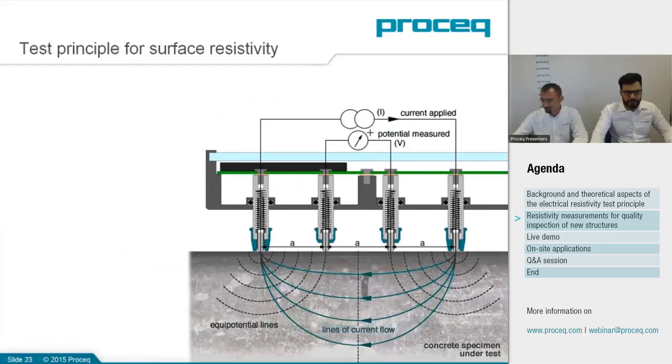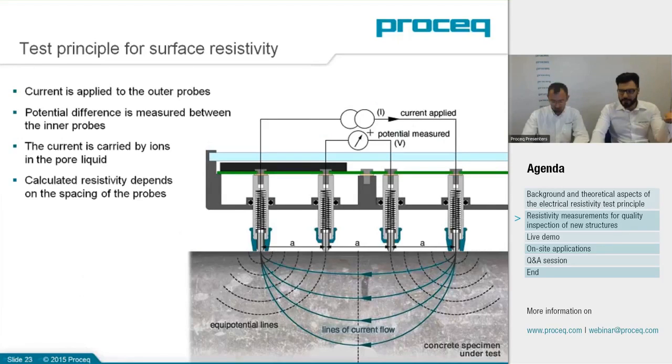Fantastic. Thanks, Guido. So, on that note, let's just quickly look at how things actually work. The surface resistivity test is fairly simple because we have the current applied through the outer probes, and the potential difference is measured between the inner probes, as you can see over there. The current is carried by the ions in the probe's liquid, so that's why your surface has to be wet, and so do your probes. And then the resistivity is calculated based on the probe spacing and the formula. It's fairly simple.